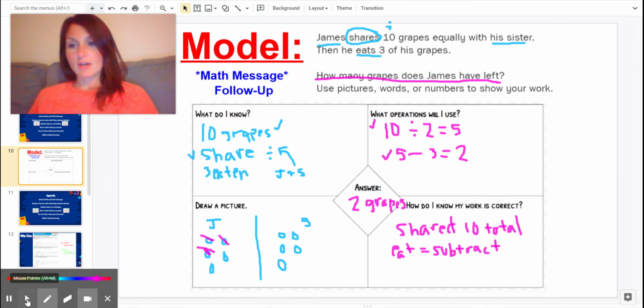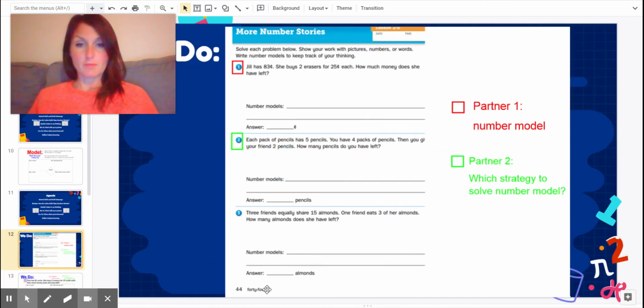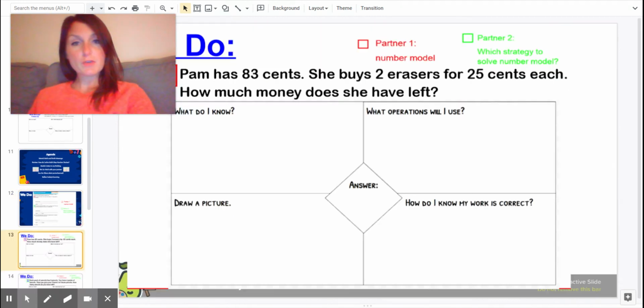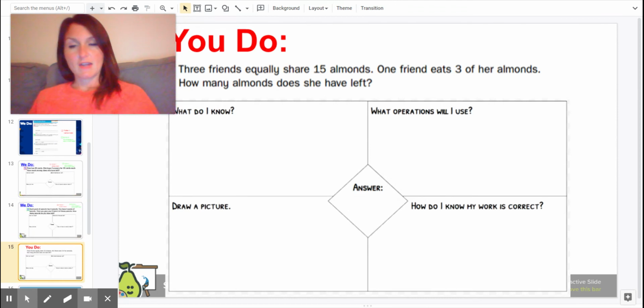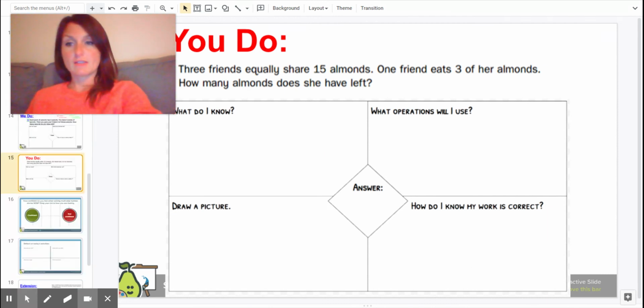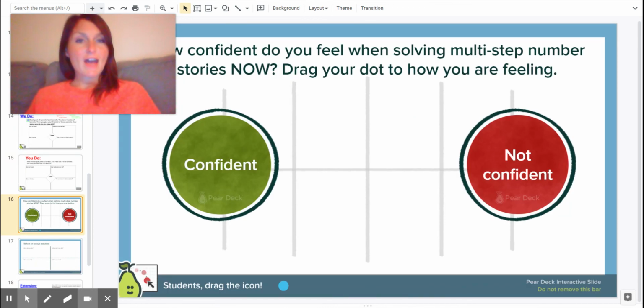Right, so I want you guys to look at the clue words, and you guys are going to be working on this problem. This is in your book on page 44, but I have put it here for you, okay, with the same graphic organizer that I was using to help me solve. So here is this problem, and then I want you to do this one on your own. Again, show me what you know, drawing a picture, writing down those multiple operations you use, and then just make sure you go back and check to make sure that the work that you did is correct. And then, of course, look back at how you feel now.